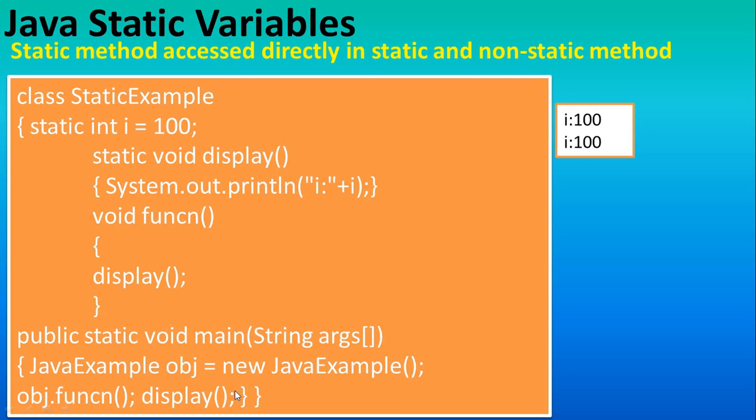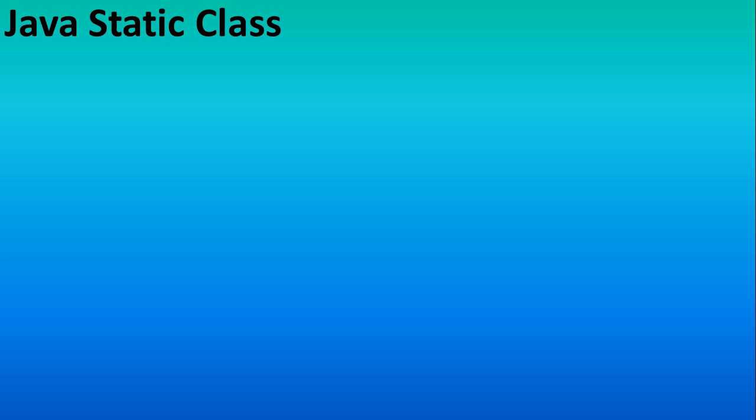And next is again the display method, without an object we are calling it, so it's a static method and it is also showing the output I. So here our point is that a static method can be accessed directly in static and non-static methods, meaning we can use that static method in static also and non-static also.